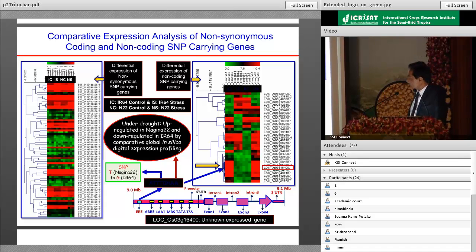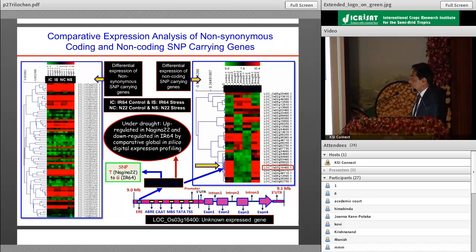And vis-a-vis this, if you analyze the expression pattern, this is IR64 control, this is IR64 stress. Unfortunately, this is not coming. So in IR64 control, this gene gets down-regulated if you impose stress. But in contrast, if you take Nagina 22, this gene is normally very poorly expressed, but if you impose stress, it gets upregulated. That happens for a large number of genes showing differential expression. And if you analyze the upstream regulatory regions, you do find there is a correspondence. Some of these candidate genes are implicated in drought tolerance.